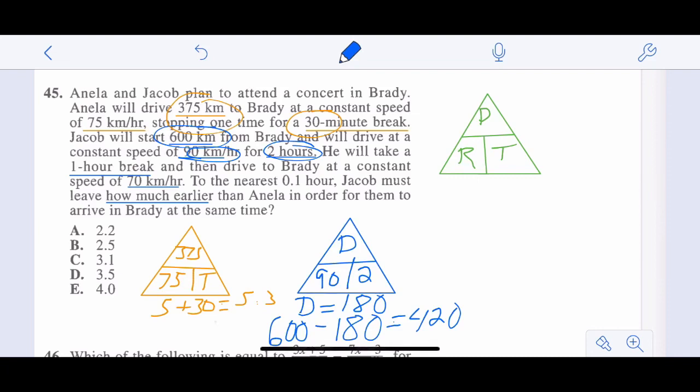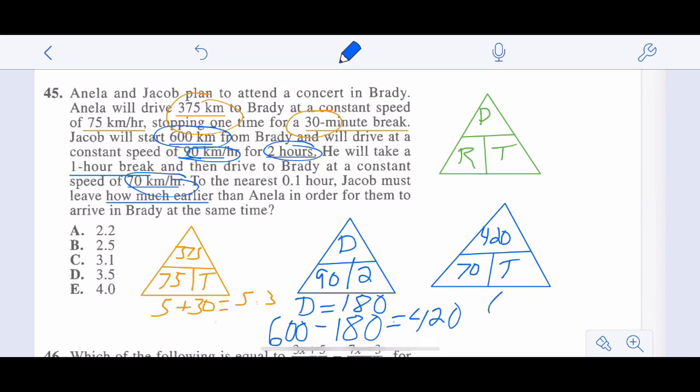So now we have another triangle for Brady. 420 is the distance he has left to go, and he's going to drive at 70 kilometers an hour. So we want to get the time. 420 divided by 70 is 6. Plus 2, that's how much he drove the first time. Plus he's going to take a 1 hour break. Plus 1. So it's going to take Jacob a total of 9 hours to get there.